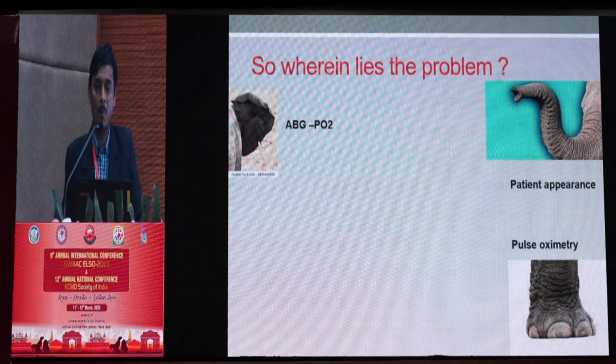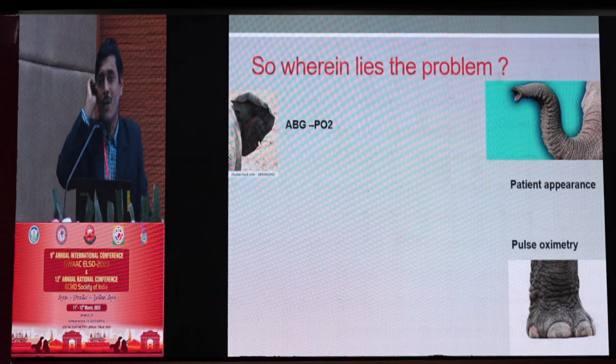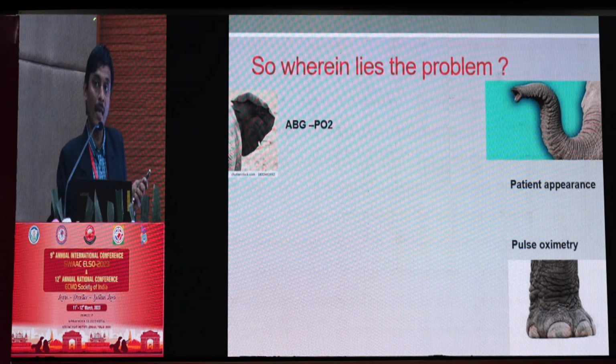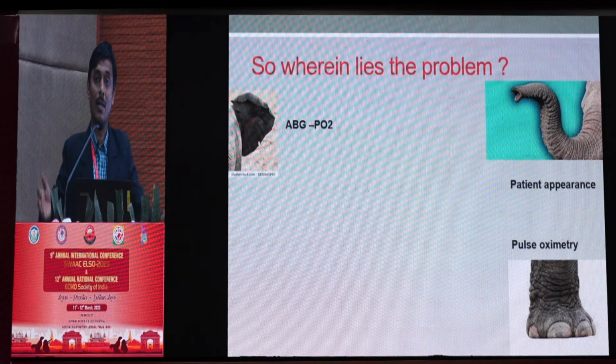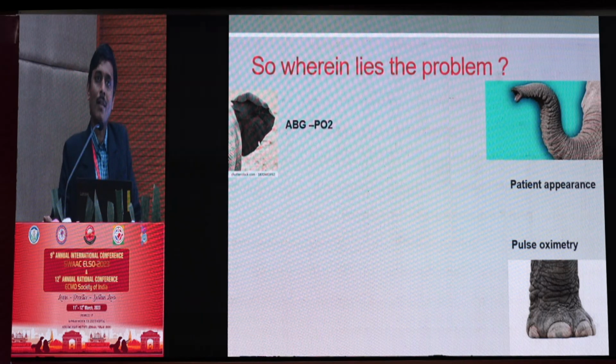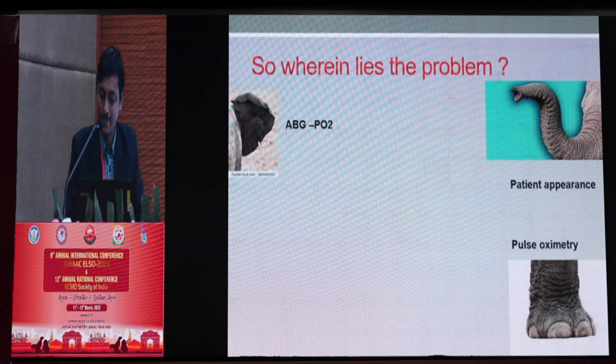Okay, the plot gets thicker now. We now have to figure out wherein lies the problem. Is it a problem with the patient? Is it a problem with the circuit? Is it the way we are interpreting the ABG in terms of PO2? Is it the way you are interpreting this whole scenario in terms of the patient's clinical condition? Or is it the pulse oximeter that is clearly distracting us?